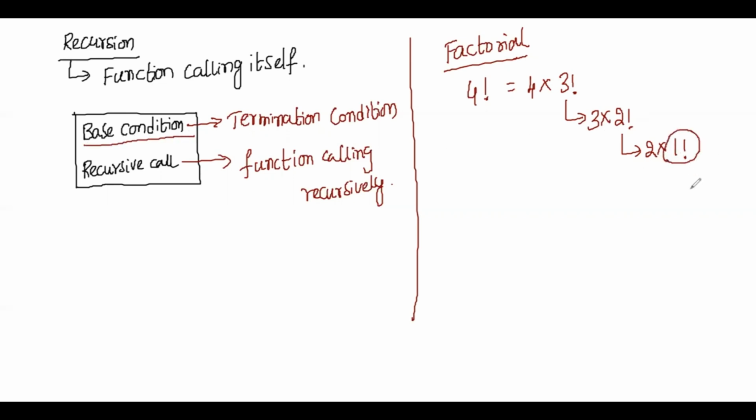When n value is 1, it can return value of 1. So that this 2 into 1 gets computed, and it is going to return value of 2 back to the calling function. And next 3 into 2 will be computed, 6 will be returned back to the calling function, and then 4 into 6, value of 24 is returned to the 4 factorial. So now we will see the complete program for factorial using this particular logic.